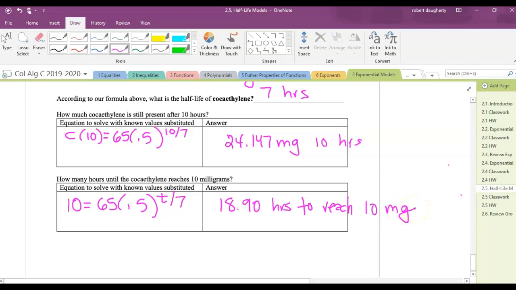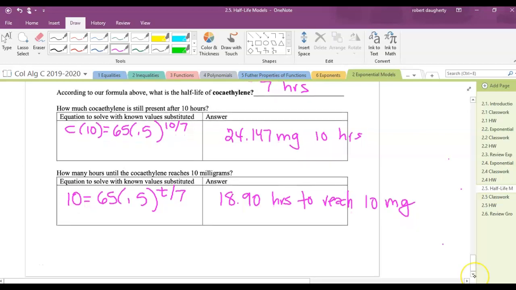So that original 65 milligrams stays in your body for 18 hours until you get to 10 milligrams. So it takes a long time to get that out of your system, okay? And that's it for the classwork, and then you've got homework to do from here.